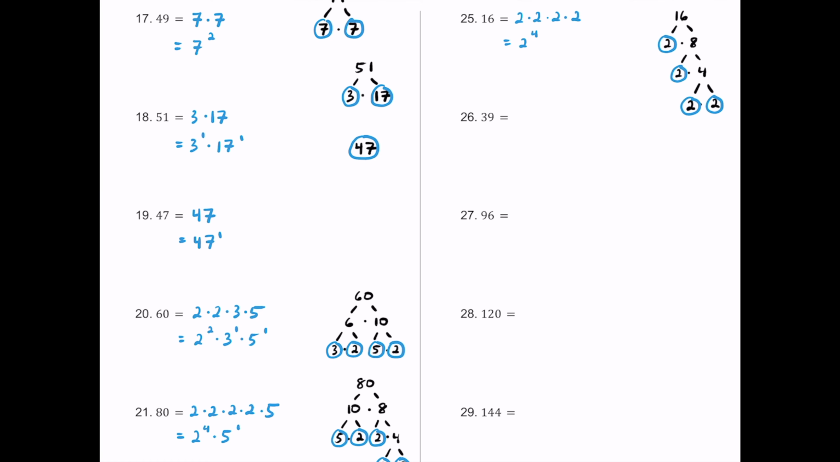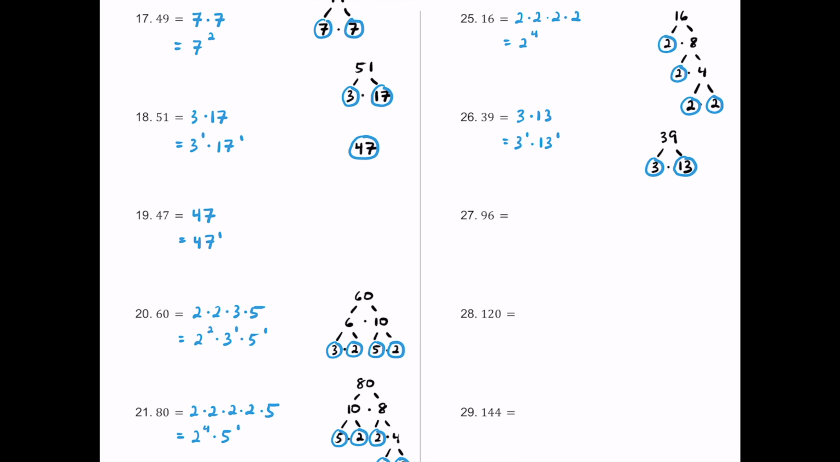For 26, we have the number 39. And if you think it's prime, think again. 3 plus 9 is 12, and so 12 is a multiple of 3. So you can divide this by 3. Turns out it's 3 times 13. 3 times 13 does equal 39, and these are both prime factors. So we have 3 times 13, or we are saying that there is 1 of these 3s and there is 1 of these 13s. Okay.